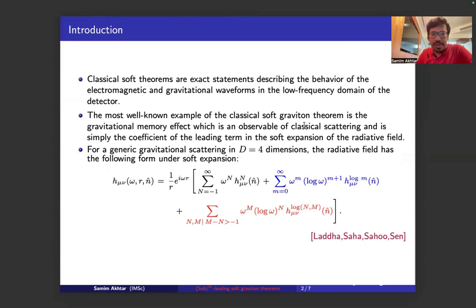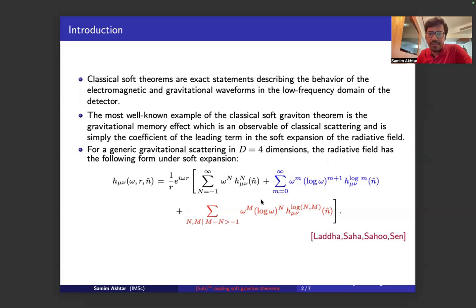Classical soft theorems are exact statements describing the behavior of the electromagnetic and gravitational waveforms in the low frequency domain of the detector. The most well-known example of the classical soft graviton theorem is the gravitational memory effect, which is an observable of classical scattering and is simply the coefficient of the leading term in the soft expansion of the relative field. For a generic gravitational scattering in d equal to 4 space-time dimensions, the relative field has the following form under the soft expansion.